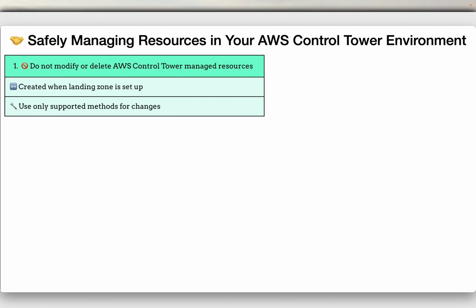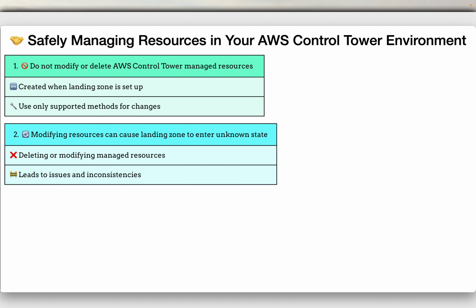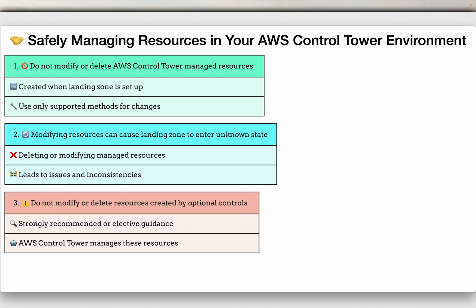So when you create your landing zone, AWS Control Tower creates a number of AWS resources. To use AWS Control Tower properly, you must not modify or delete these managed resources outside of the supported methods. Second, deleting or modifying the AWS Control Tower managed resources will cause your landing zone to enter an unknown state, which can lead to issues and inconsistencies.